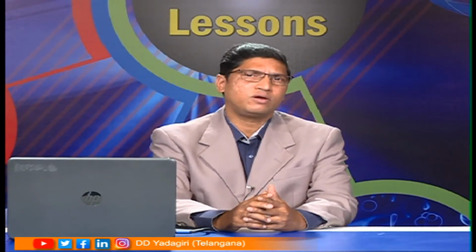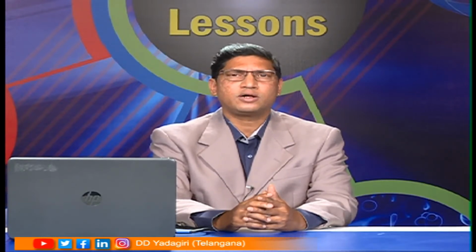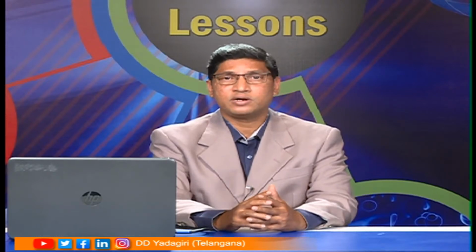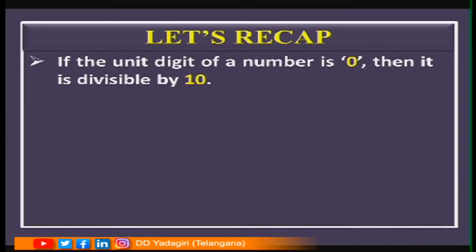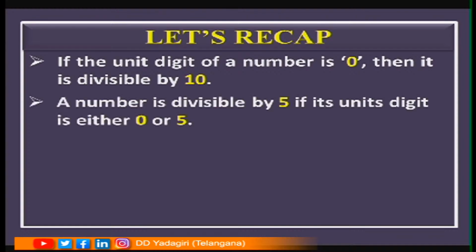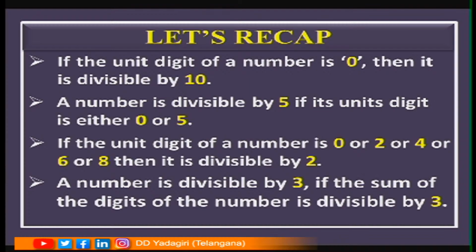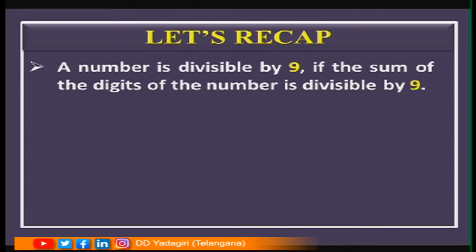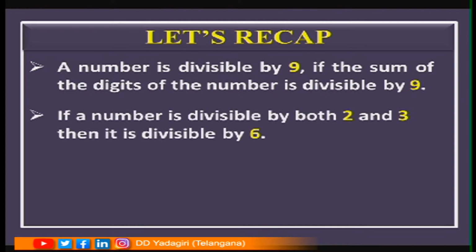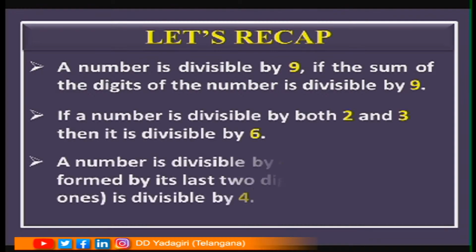So, children, till now we have learnt about place value of a digit, factors and multiples of numbers, divisibility rules, and we have solved a few examples also. Before we conclude, let us quickly recap what we have learnt in this session. If the unit digit of a number is 0, then it is divisible by 10. A number is divisible by 5 if its unit digit is either 0 or 5. If the unit digit of a number is 0 or 2 or 4 or 6 or 8, then it is divisible by 2. A number is divisible by 3 if the sum of the digits of the number is divisible by 3. A number is divisible by 9 if the sum of the digits of the number is divisible by 9. If a number is divisible by both 2 and 3, then it is divisible by 6.